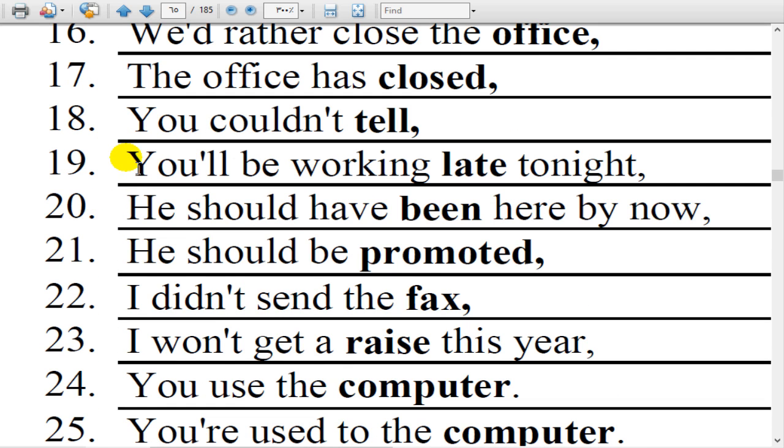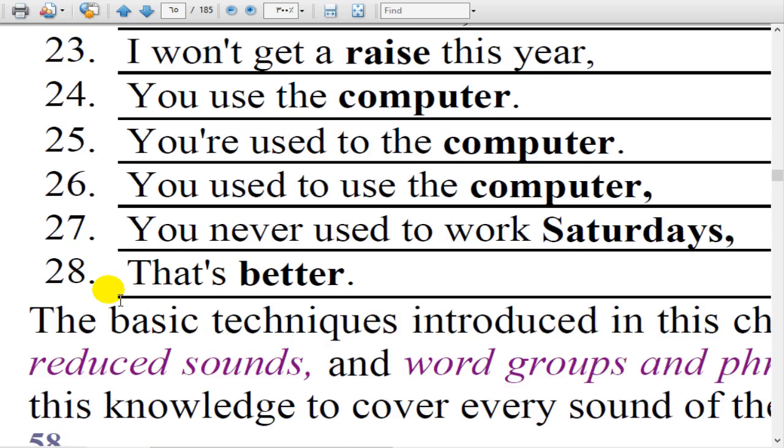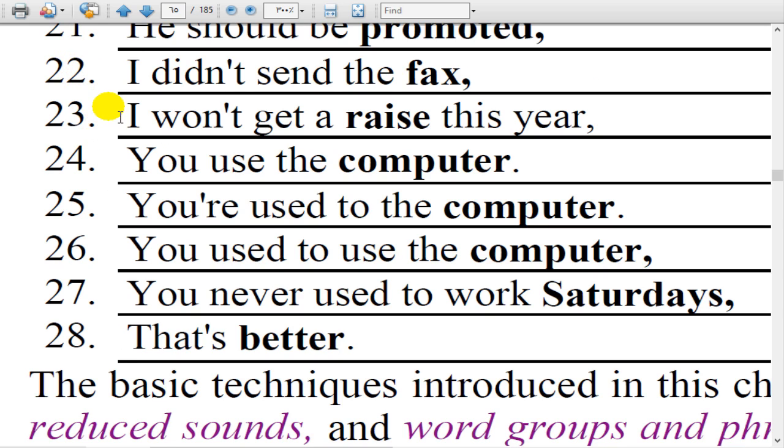19. You'll be working late tonight, won't you? 20. He should have been here by now, shouldn't he? 21. He should be promoted, shouldn't he? 22. I didn't send the fax, did I? 23. I won't get a raise this year, will I? 24. You use the computer, don't you? 25. You're used to the computer, aren't you? 26. You used to use the computer, didn't you? 27. You never used to work Saturdays, did you? 28. That's better, isn't it?